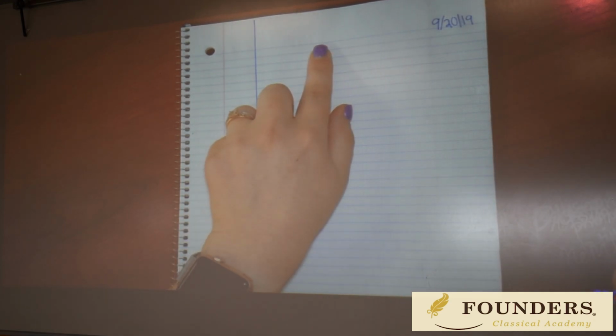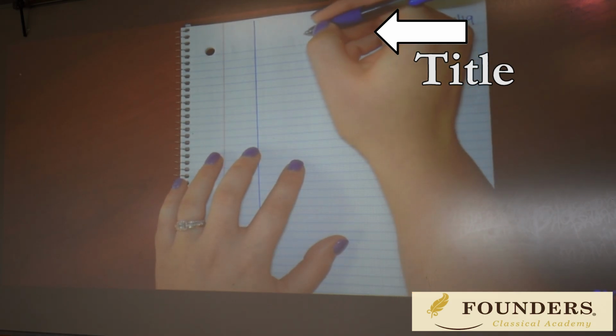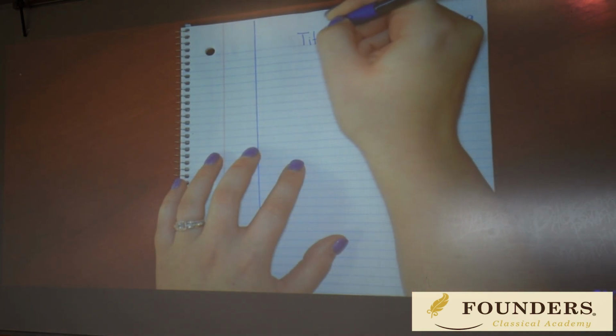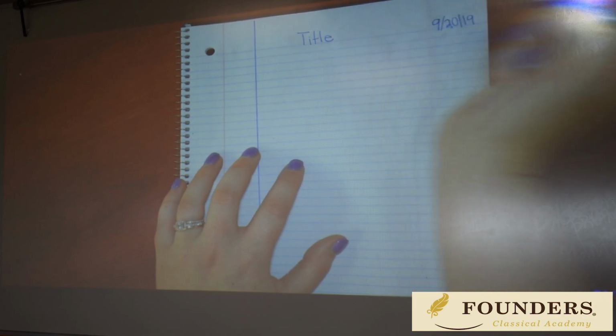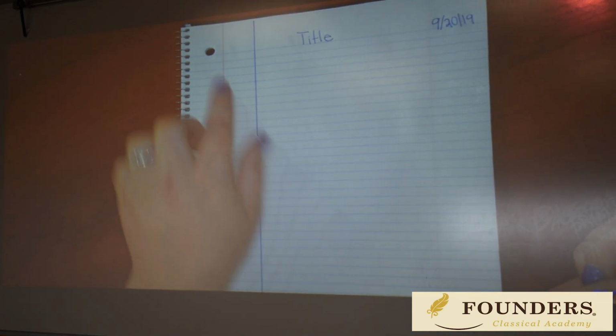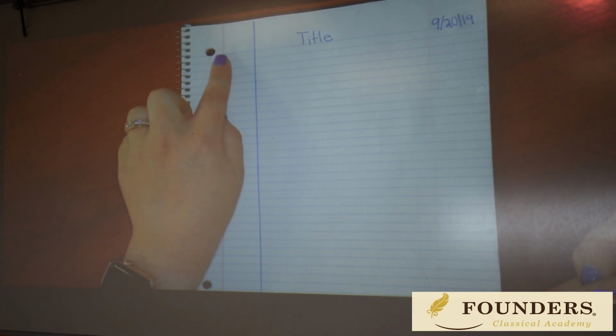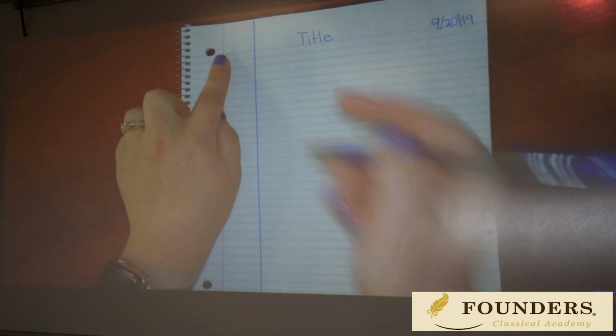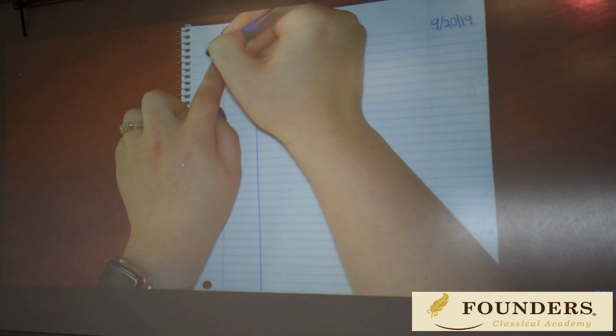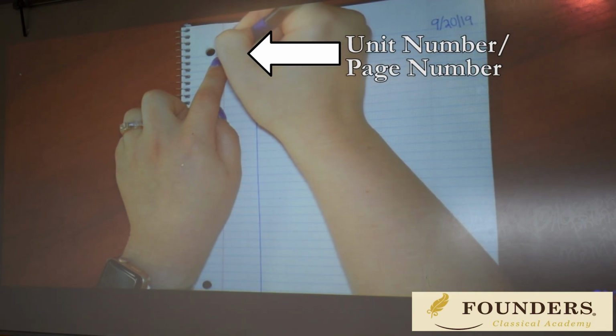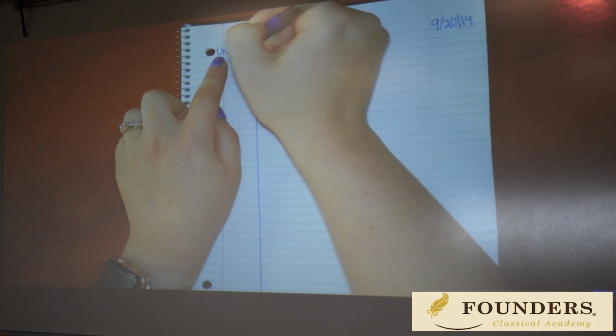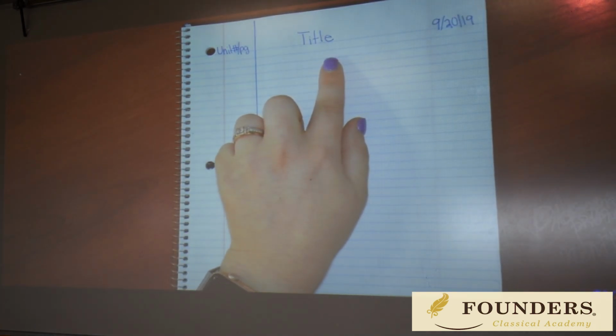Next, you're going to write the title. You want to center the title in the center here. Nice and neat. Then over here at the top of the left-hand margin, teachers may write a unit number or a page number that goes with this particular lesson.